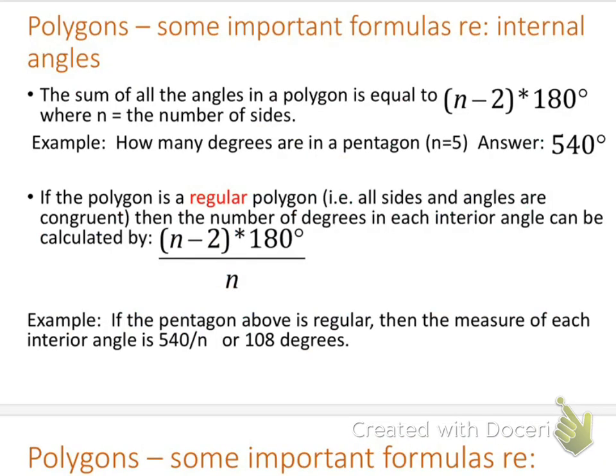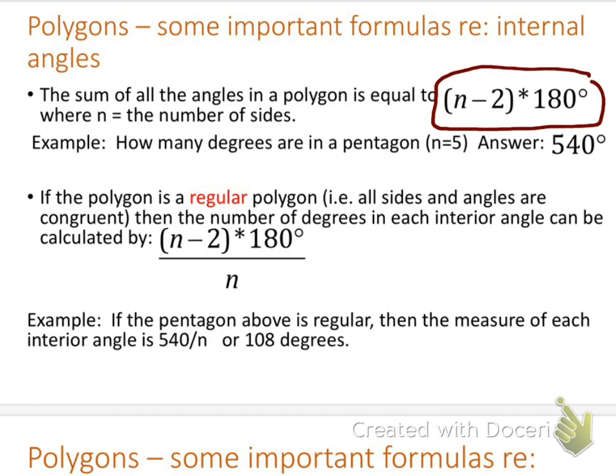Okay, this is an important slide about polygons. It states some important formulas regarding internal angles. First off, a polygon is a many-sided closed figure. The sum of all the angles in a polygon is always equal to, and you want to memorize this formula, these are formulas that you need to commit to memory, n minus 2 times 180. That's the sum of angles in a polygon, and n is the number of sides.